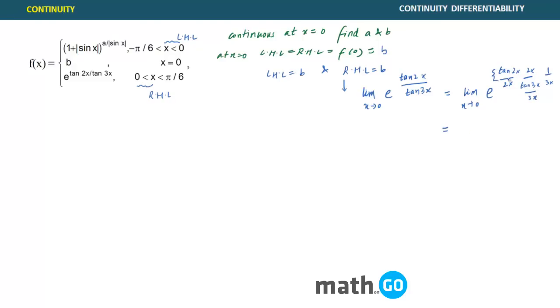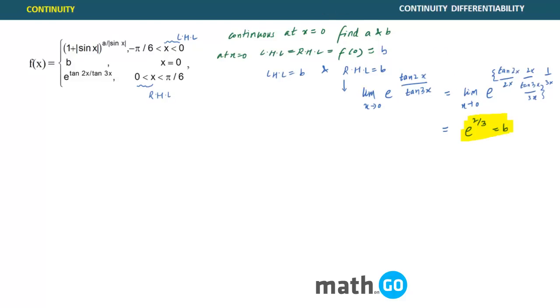This becomes 1, this particular value becomes 1, x and x cancel out, and you will get e raised to the power 2 by 3, and this should be equal to b, right? So you have actually got the answer for b. The answer for b is nothing but e raised to the power 2 by 3.